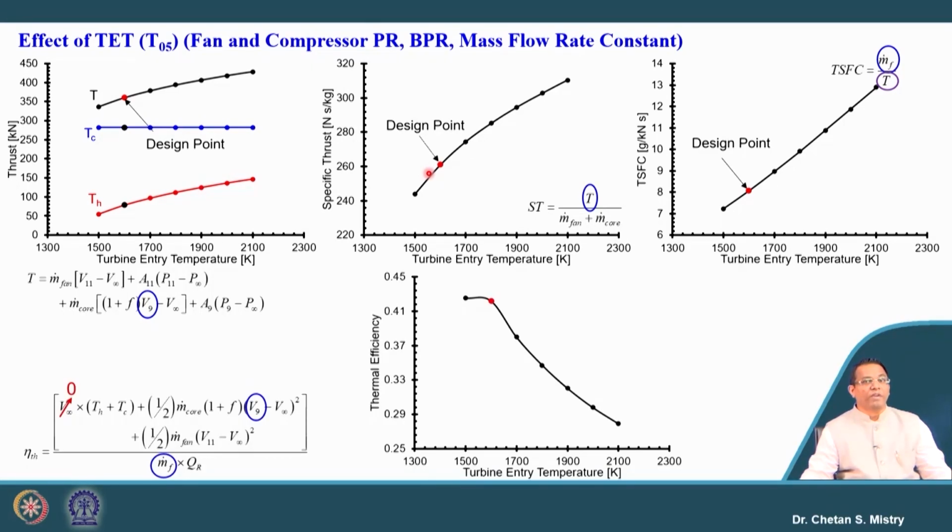Now, in terms of efficiency, since the amount of fuel that needs to be added is higher, that is what will be reflecting the reduction of the thermal efficiency with the increase of turbine entry temperature. So, we can say in order to improve the thrust or total thrust, we can go with an increase of turbine entry temperature, but that will be at the cost of your fuel consumption, and at the cost of your thermal efficiency reduction.